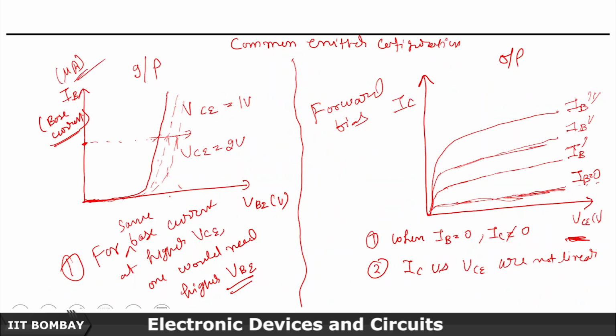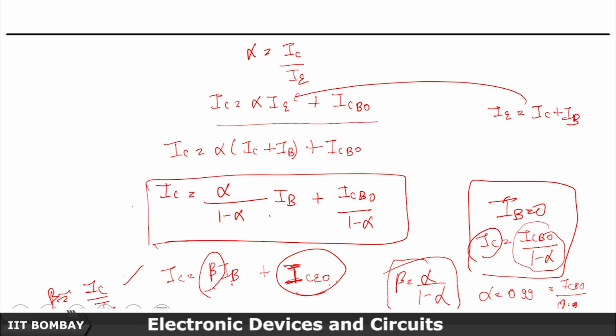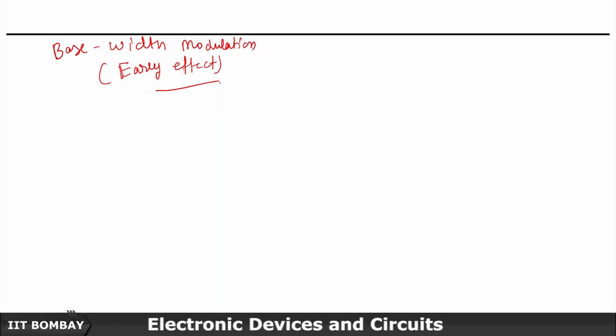Now this gives some mathematical understanding of why this is there, but we do have some other observations, like why these curves are not linear, why this is shifting this way. So let's discuss those things in detail based on base width modulation, which is also known as the early effect. So what happens, let's say we have a PNP transistor.